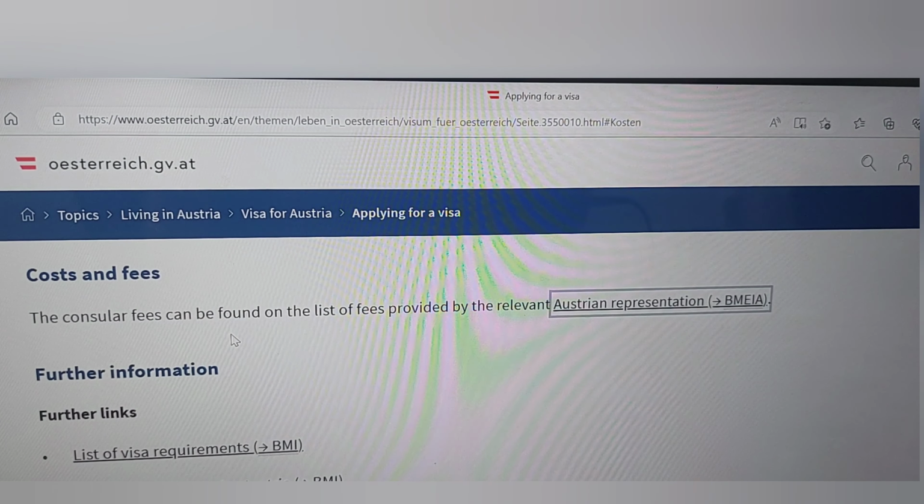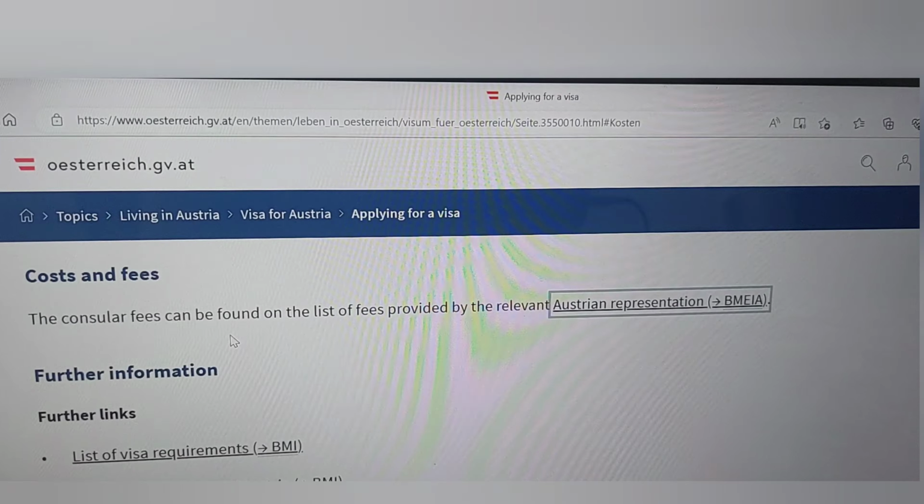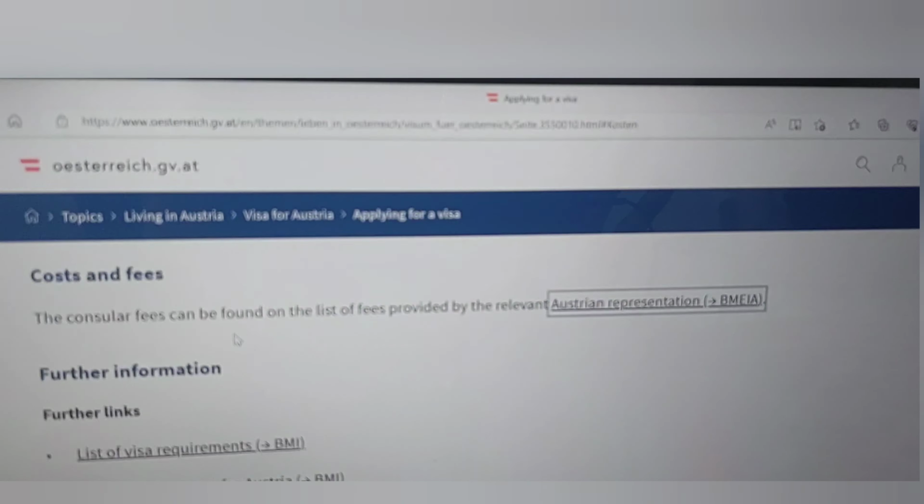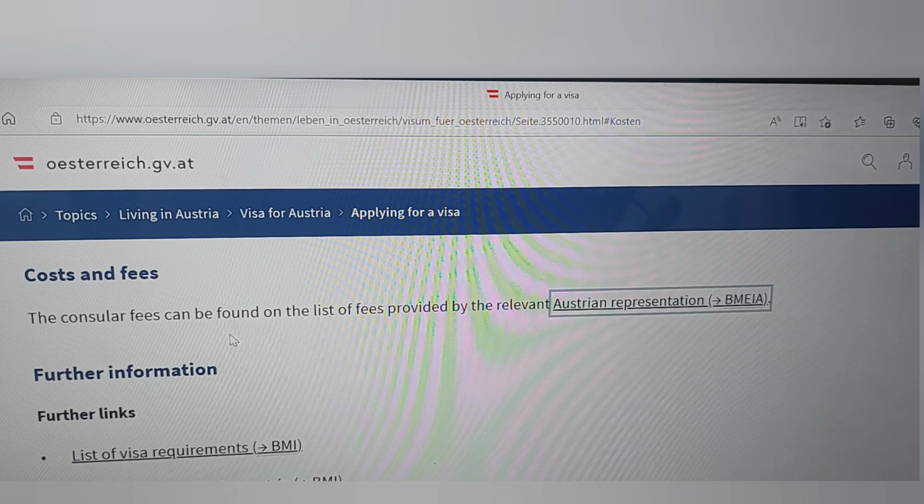So having explained all these things, I believe by now you'll be able to apply for your visa by yourself. Having taken you guys through all this process, I believe by now there's no way you cannot apply for this visa by yourself. Go ahead and apply, okay?